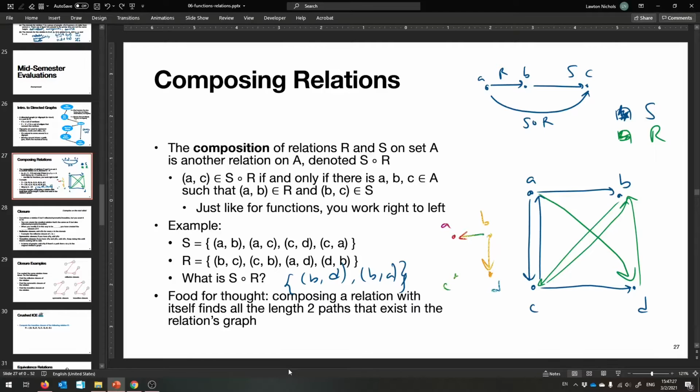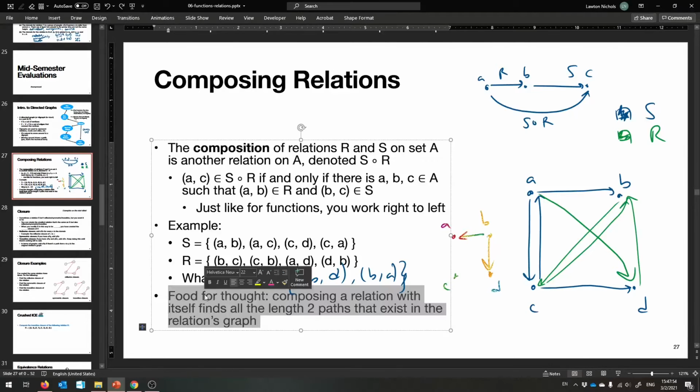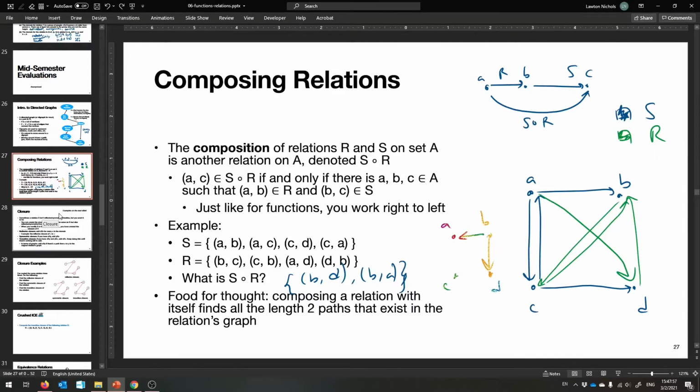All right, and yeah, I think I hinted at this enough. Composing a relation with itself is something different, and what that does is it finds all the length 2 paths that exist in the relation's graph, which is fun to think about. So if you just had one relation, and you compose it with itself, like green with green, it's all the length 2 paths you can find. And so like this and this, there's a self loop now. So that's not something I want to get into. It's just a fun little tidbit there.